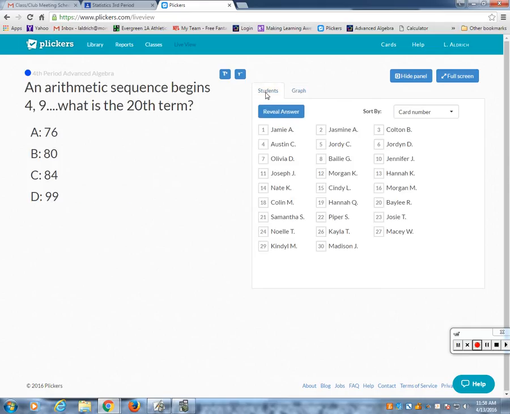All right, so let's get a little trickier here. An arithmetic sequence begins with 4 and then 9. What is the 20th term? So you're going to have to do a little bit of scratch work here. Probably come up with the explicit formula and then plug in 20. So it might be on a piece of paper. Just hold up your card, call them when you got it.